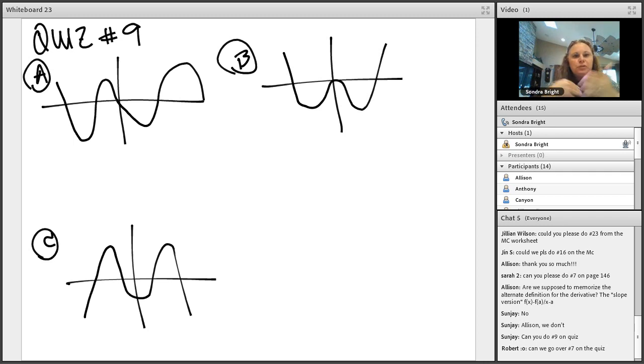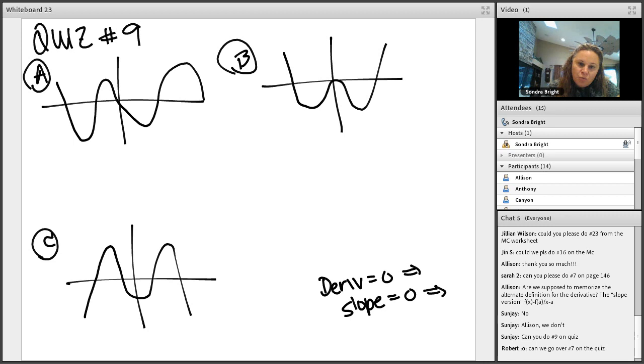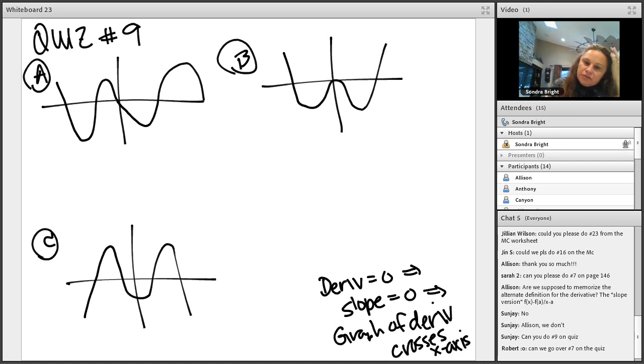What you want to do is look at slopes and x-intercepts, right? Because here's the deal. Your derivative is the slope, right? And when the slope is 0, the derivative graph will be crossing the x-axis. So think of this: the derivative equals 0 means the slope equals 0, which means that the graph of the derivative crosses the x-axis. And the derivative or slope equals 0 is horizontal, right?